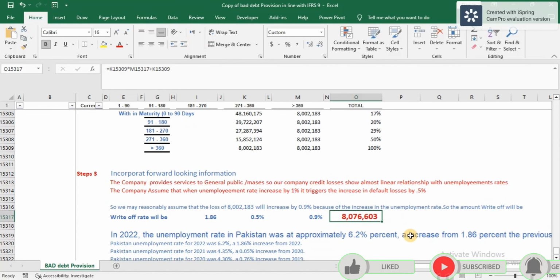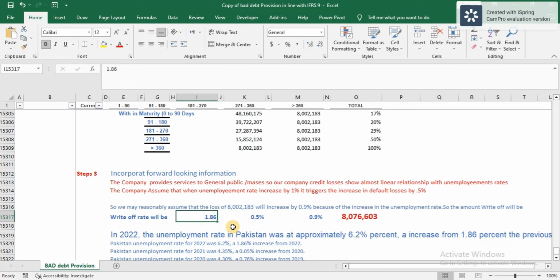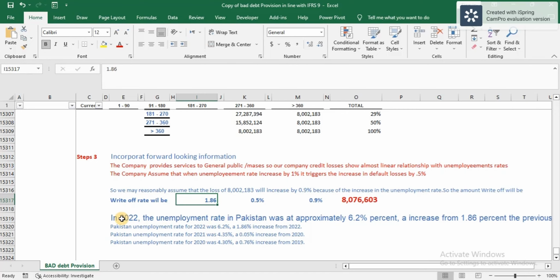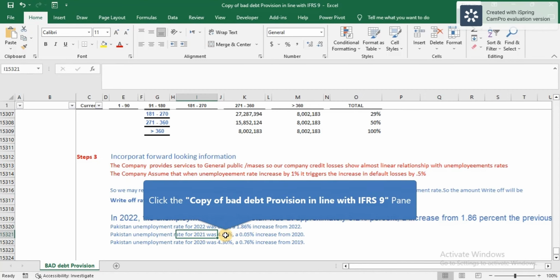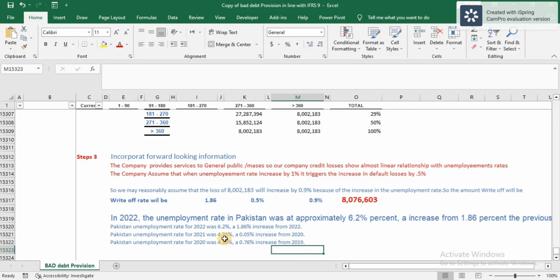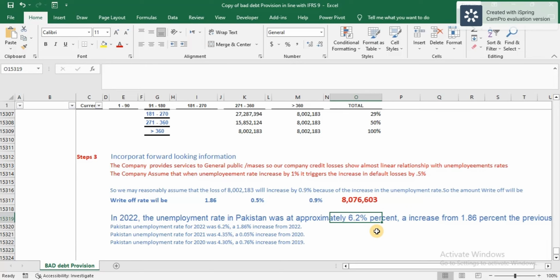Now I'm going to find out the write-off for the coming year, that will be for more than 360 days. How is this write-off rate coming? This is the increase in unemployment. In Pakistan in 2022, the rate of unemployment is 6.2%, which is an increase from the previous year, 2021. In 2021 the unemployment rate was 4.35%, and now in this year it is 6.2%.